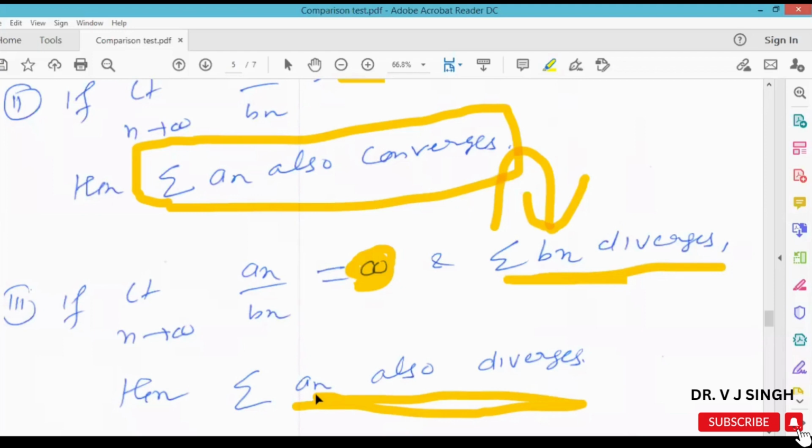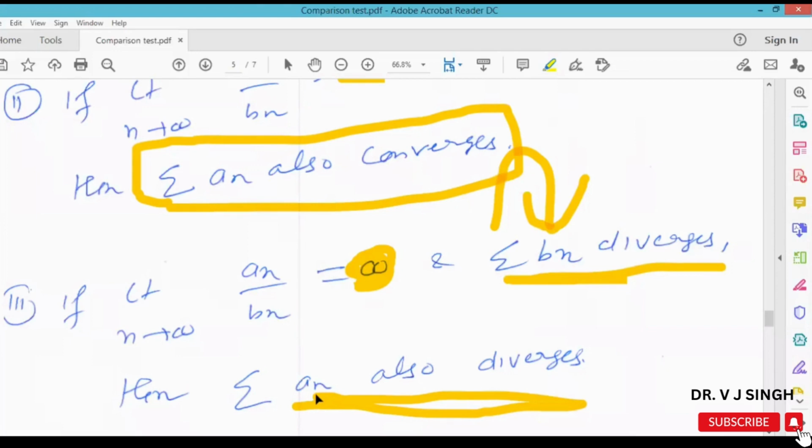There must be some answer. If that answer is L, if L is finite or non-zero, then summation an and summation bn converge or diverge together. Second case, if limit n tends to infinity an by bn equals 0, then only check for summation bn. If summation bn converges, then an also converges.